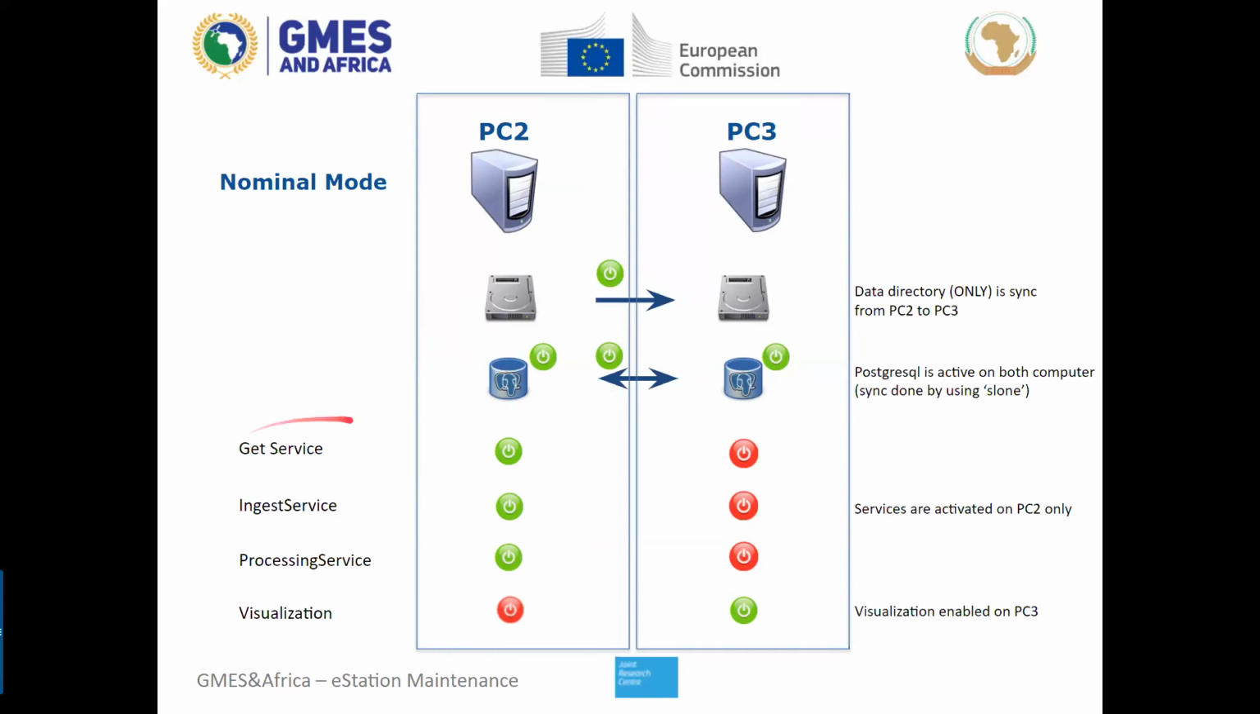The get service is actually the data acquisition service. It can be either EUMETCast or an internet source. This functionality is also operational in the nominal mode, but only in the PC2. PC3 cannot directly receive the data, so that is why it is not available. So the acquisition service is applicable only for the PC2 in the nominal mode.